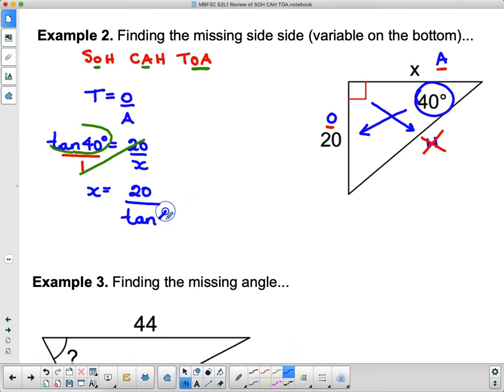So divided by the tan of 40 degrees. And you're going to plug that into your calculator and we get 20 divided by the tan of 40 degrees, which is 23.8 approximately. And again, there is no units on here, so we don't have any units to fill in.